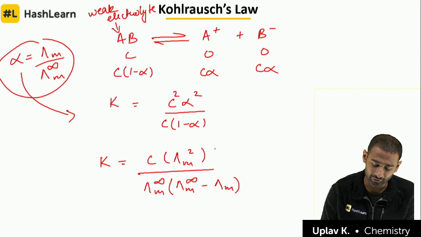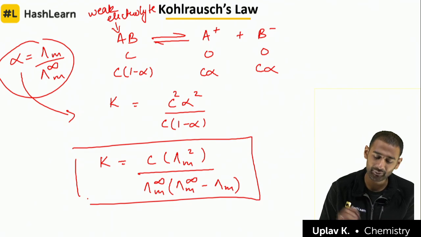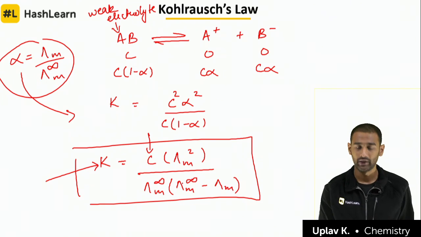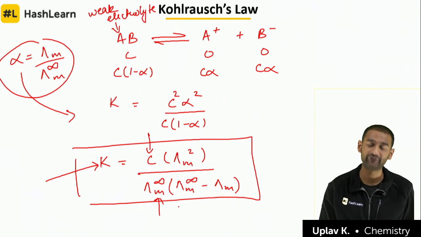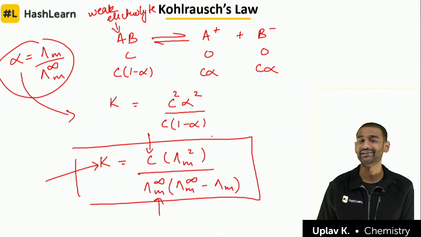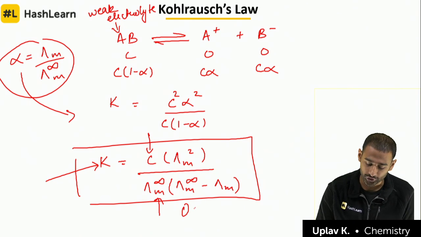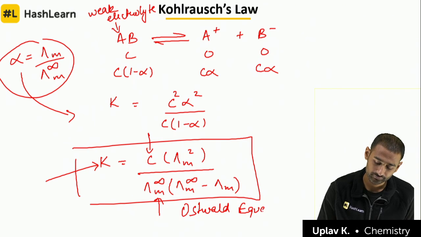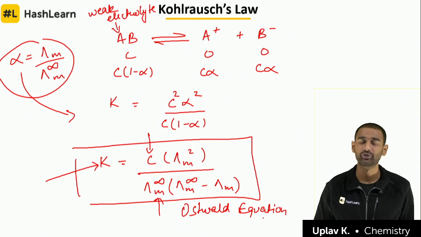Okay. So with the help of this equation, if you know the equilibrium constant and the concentration, and you know the value at infinite dilution, you will be able to find the molar conductance. This equation is called Ostwald's equation, and it might be used to solve numericals.